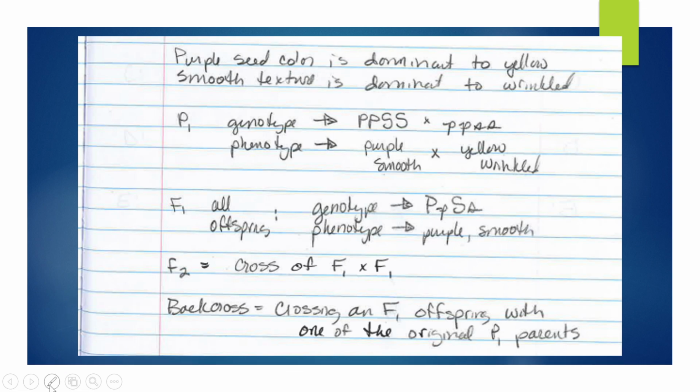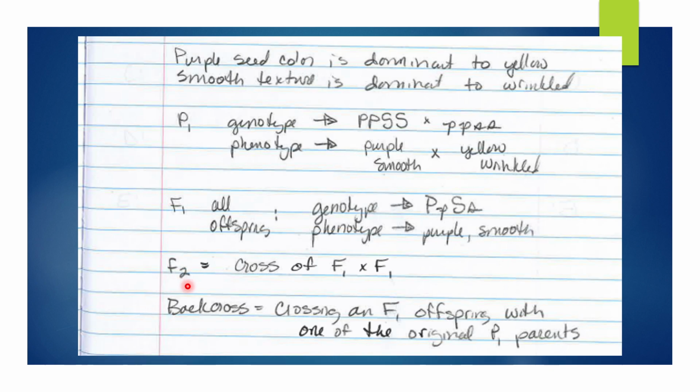Let me see if I can get my little laser pointer to show up a little bit better here. Okay, so F1 means that we took these 2 parents, we crossed them, and then this is all of the offspring that we got. All of them were purple and smooth, heterozygous for both traits. We don't see these ears of corn either. We don't see the P1, we don't see the F1, but you need to know that first we had these, we crossed them in order to get these, and then we had these, and we either did an F2 cross or a back cross.